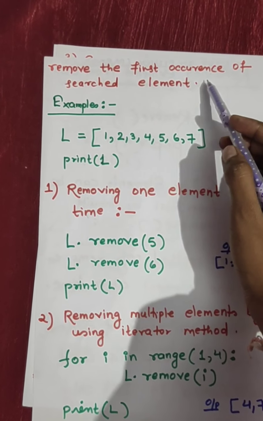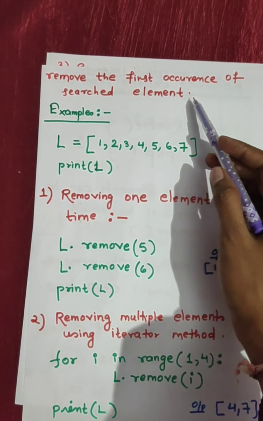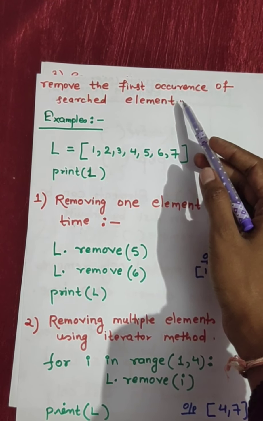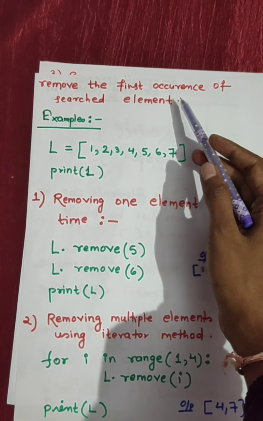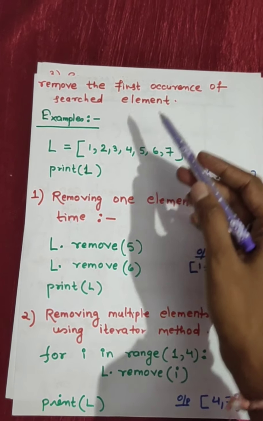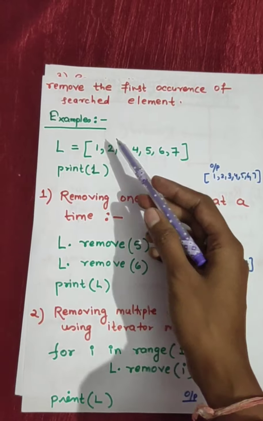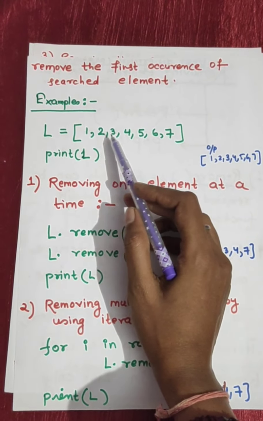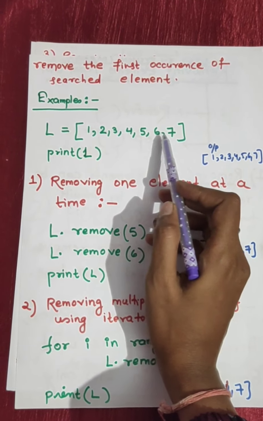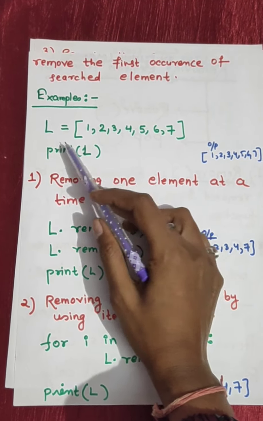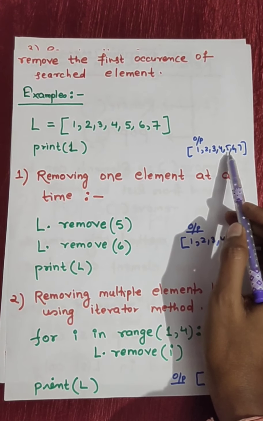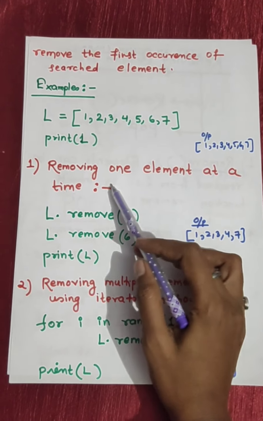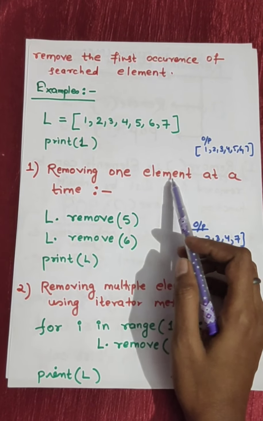So what is the meaning of that? If there are many repeated elements in a list, this remove method will only remove the first occurrence of the search element. We will understand this from an example. I have created one list equal to 1 2 3 4 5 6 7, and I am printing this list. The output is 1 2 3 4 5 6 7. The remove function will remove one element at a time.